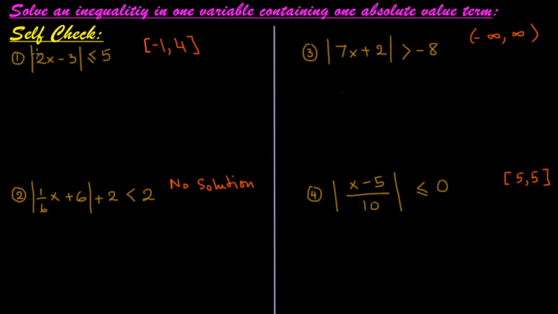On problem 1, we have the absolute value of 2x minus 3 less than or equal to 5. So the absolute value is already by itself. My job right now is just to break it down into inequalities. So we have 2x minus 3 less than or equal to 5. The other inequality is 2x minus 3 greater than or equal to -5.